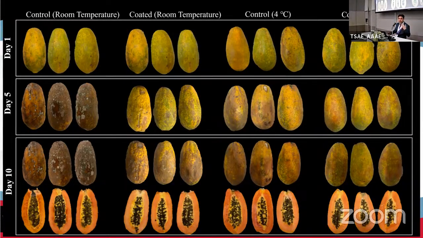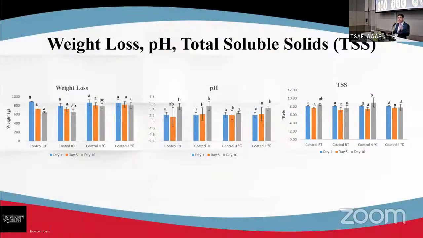You can see after 5 days, we can see mold and fungus growth at the control compared to all other treatments. And at the end of 10 days, again, the control was completely destroyed compared to the other treated samples.